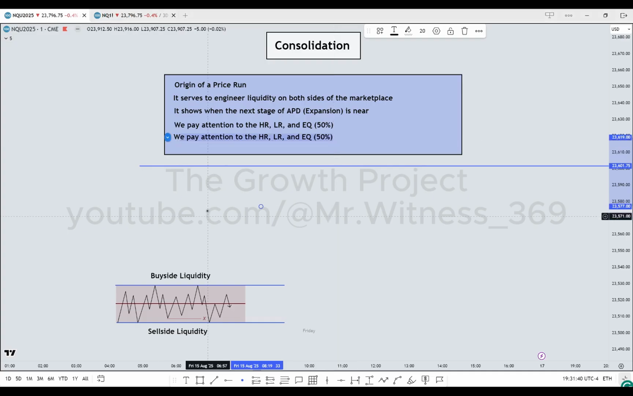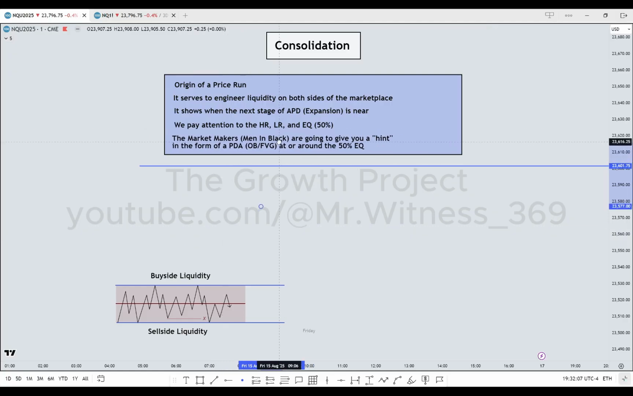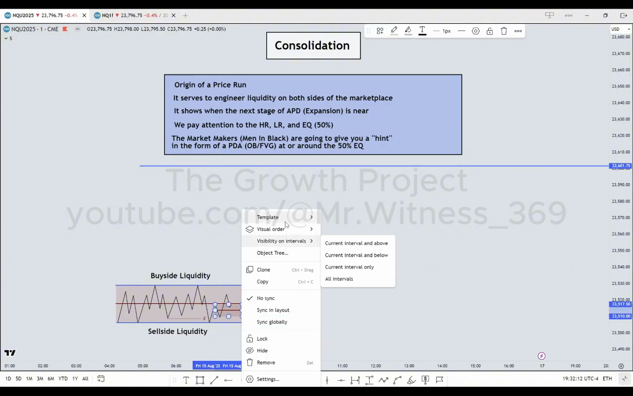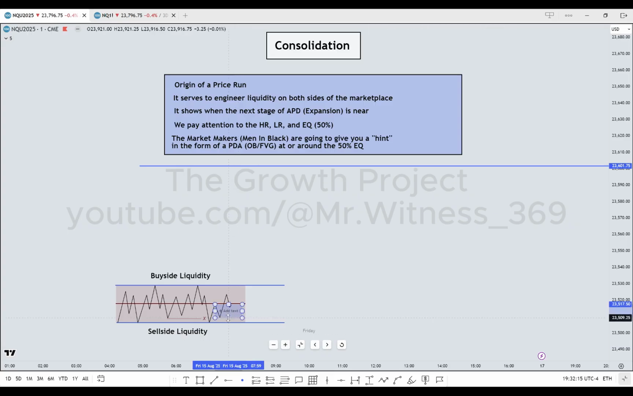you're going to notice that the market makers, oh yes, I like to call them men in black, are going to give you a hint in the form of a PD array, which is going to be an order block or fair value gap, at or around the 50% or equilibrium of the consolidation range. Okay, so here around this 50%, you're going to be looking for a bullish order block, and you have the order block.